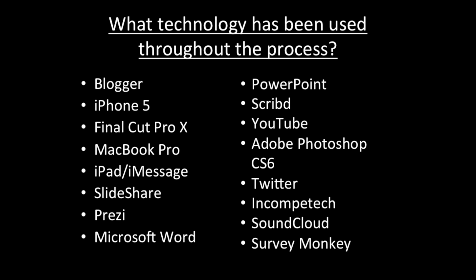The list on screen states the 16 different types of technology we use whilst making Underpass. These types of technology are Blogger, iPhone 5, Final Cut Pro 10, a MacBook Pro, an iPad, iMessage, SlideShare, Prezi, Microsoft Word, PowerPoint, Script, YouTube, Adobe Photoshop CS6, Twitter, Incompetech, SoundCloud, and SurveyMonkey.